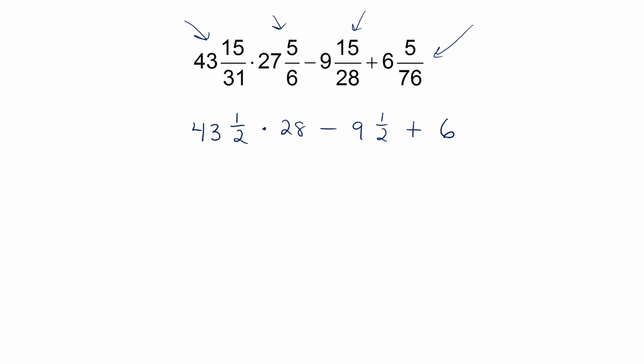So 43 and 1/2 is the same thing as 87 halves. We're going to multiply that by 28 over 1, minus 9 and 1/2, which is the same as 19 halves, plus 6, which I'll write as 12 halves, or 12 over 2. And now from left to right, we take care of our multiplication, order of operations.